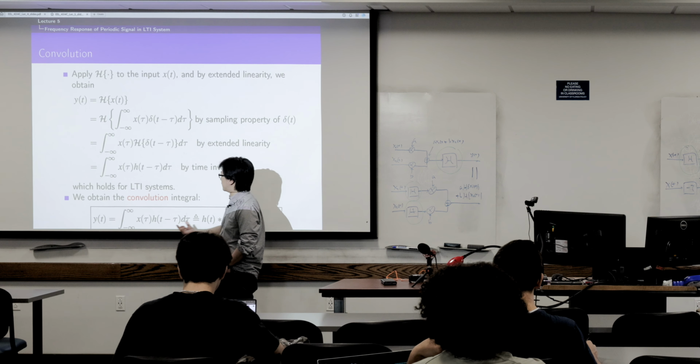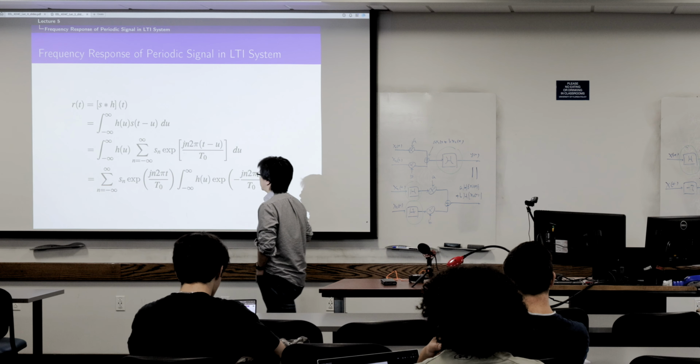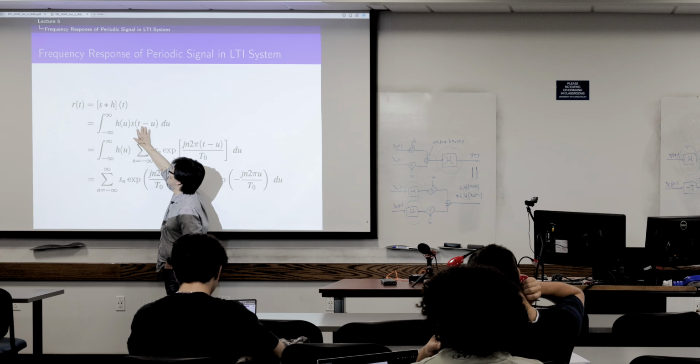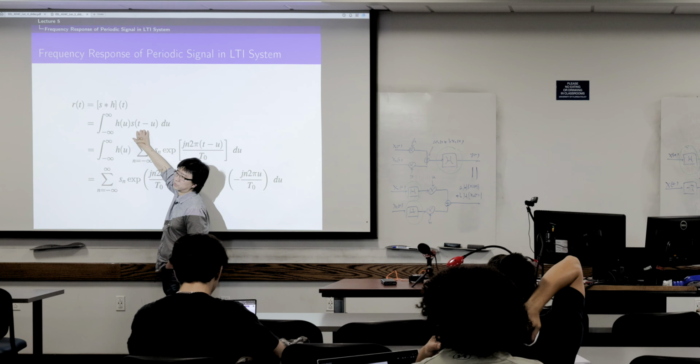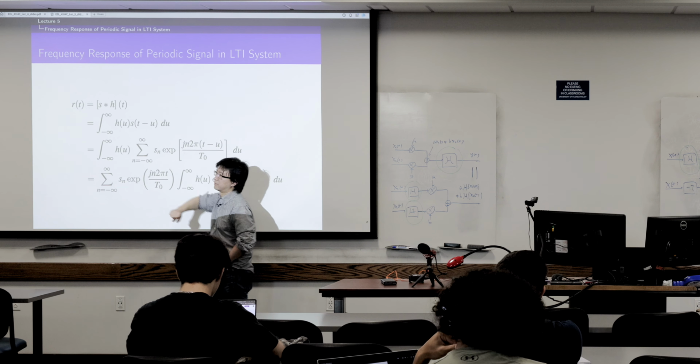Now let's go back to our original idea, which is how a periodic signal passes through a system. It's via convolution, obviously. Here, s is our periodic signal, and h is our system. This is the definition of the convolution. Then we use the synthesis equation to write the Fourier series of s of t. This is basically the formula, and the only difference is that we replace t here by t minus u, which is the convolution variable.